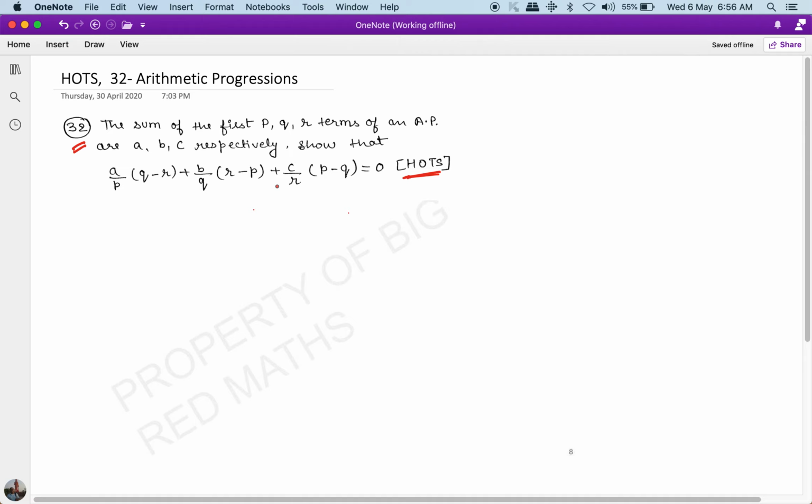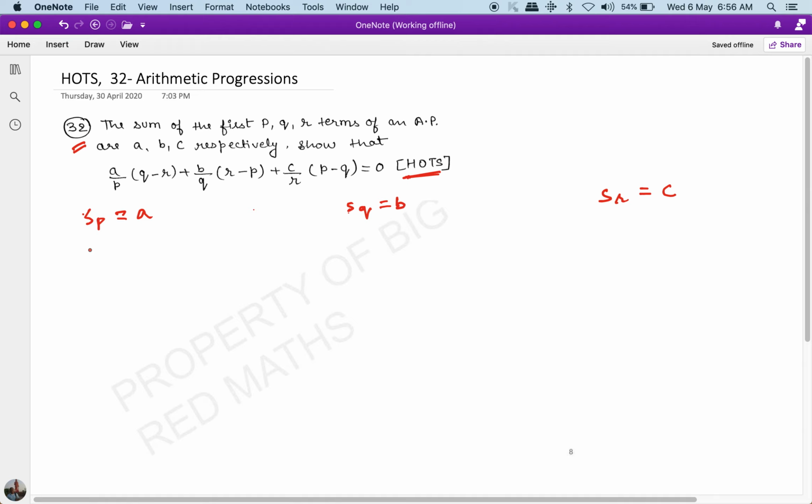Okay, let's start solving this one. This is a lengthy and an irritating question, but not difficult or complicated at all. It says the sum of the first P, Q and R terms of an AP are A, B and C. So the sum of P terms is A, the sum of Q terms is B and the sum of R terms is C.